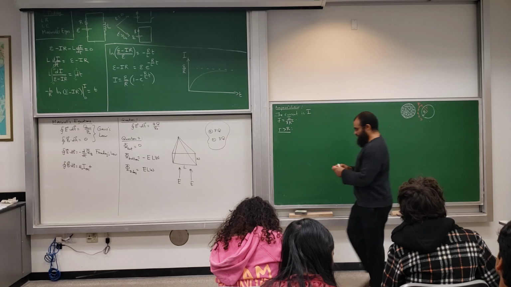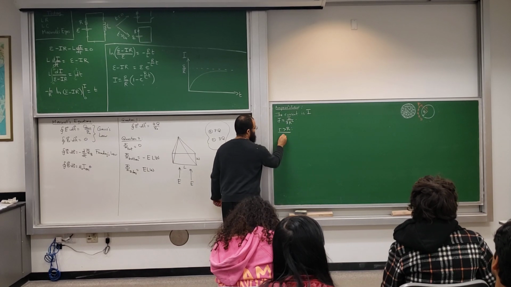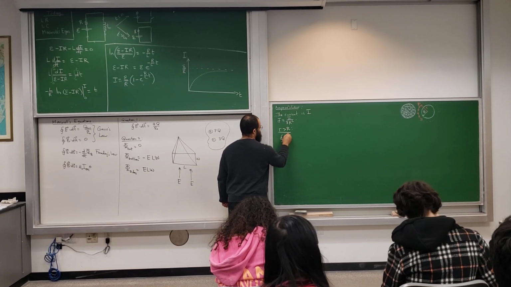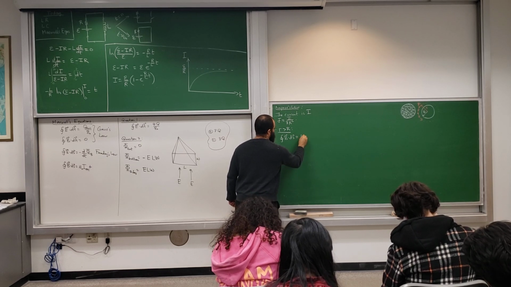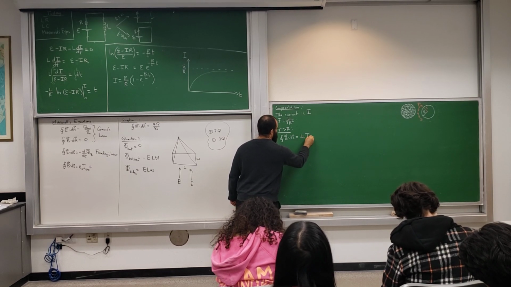So Ampere's law says B dot ds is equal to mu naught times the current that gets through.